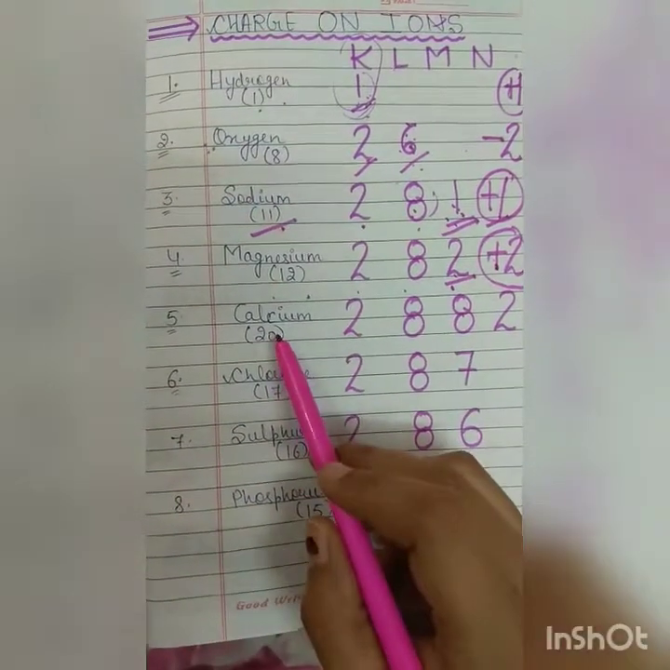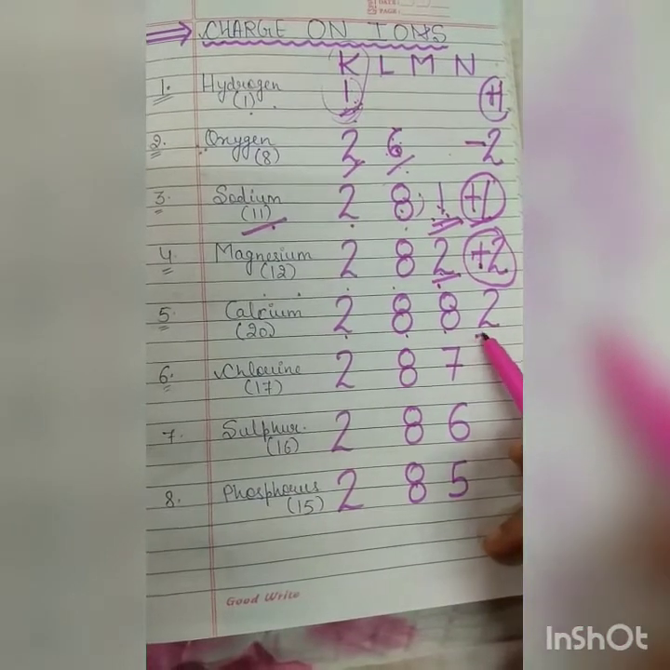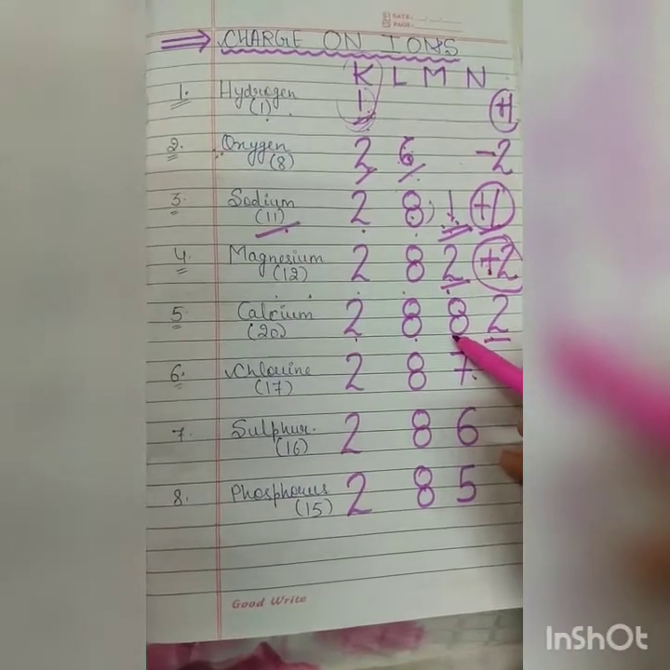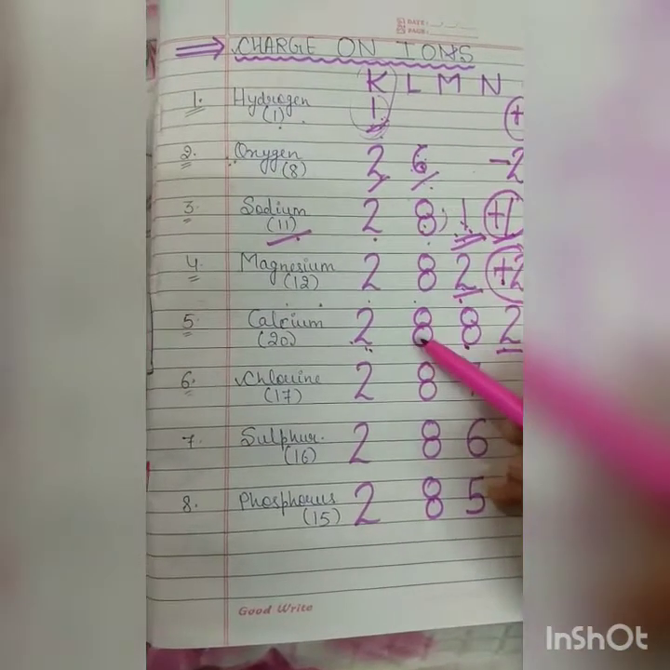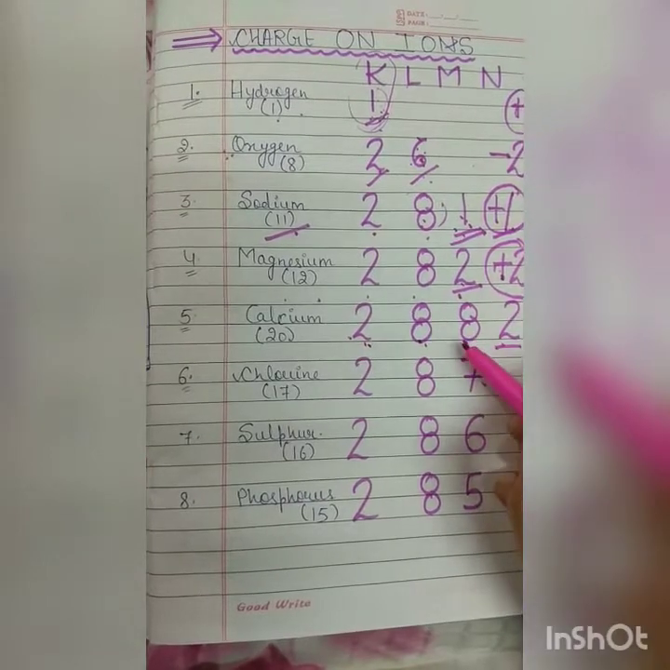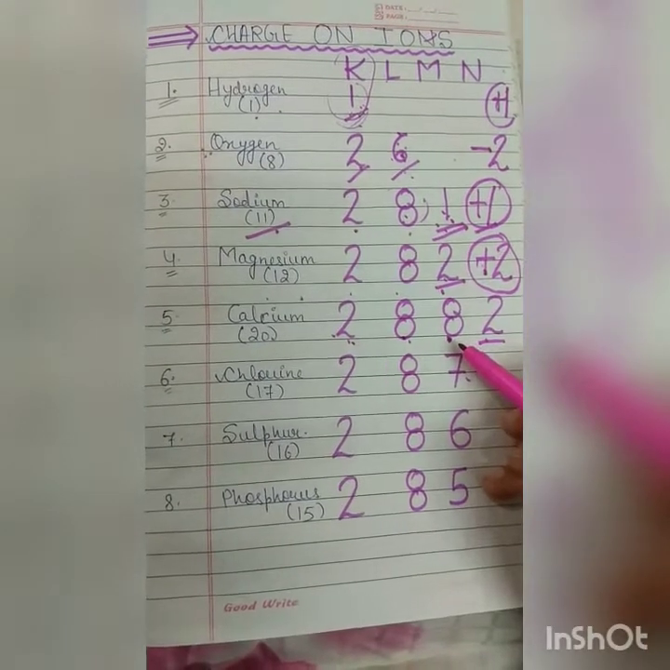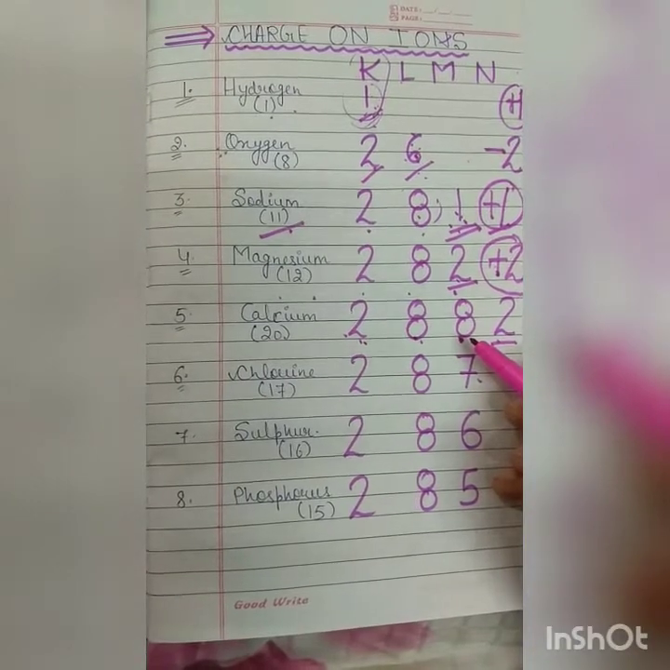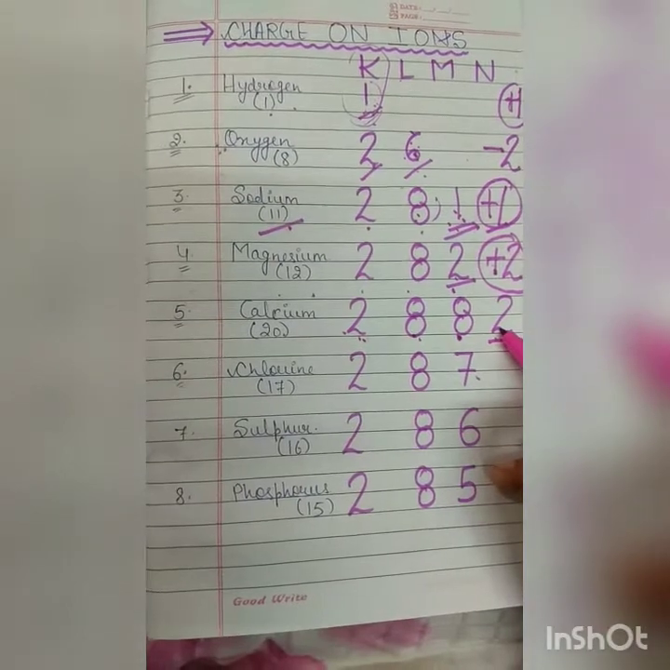Okay. Calcium. 2, 8, 8, 2. Why have we written 2 in the N shell? Can we write 10 here in the M shell? No. In the K shell maximum 2 electrons can come. In the L shell maximum 8 electrons can come. And if we write the remaining 10 electrons in the M shell, it is against the octet rule. Because according to the octet rule, the last shell should have maximum 8 electrons. Okay, not more than that. So we need to transfer the extra 2 electrons to the last shell, that is the N shell.